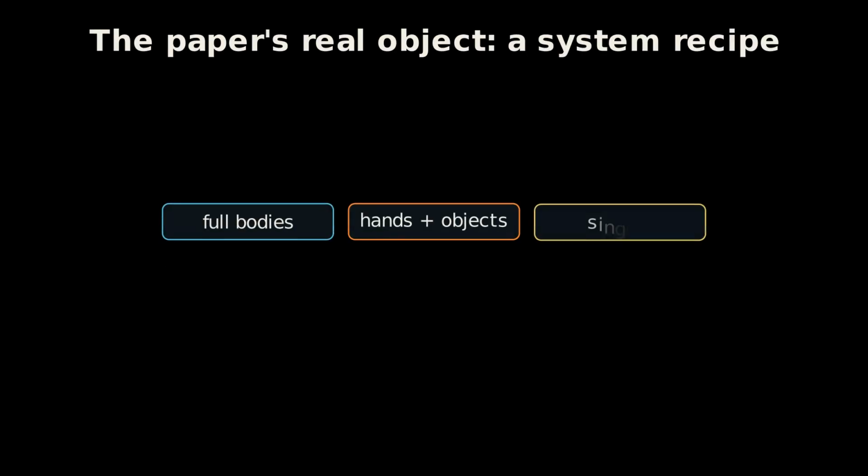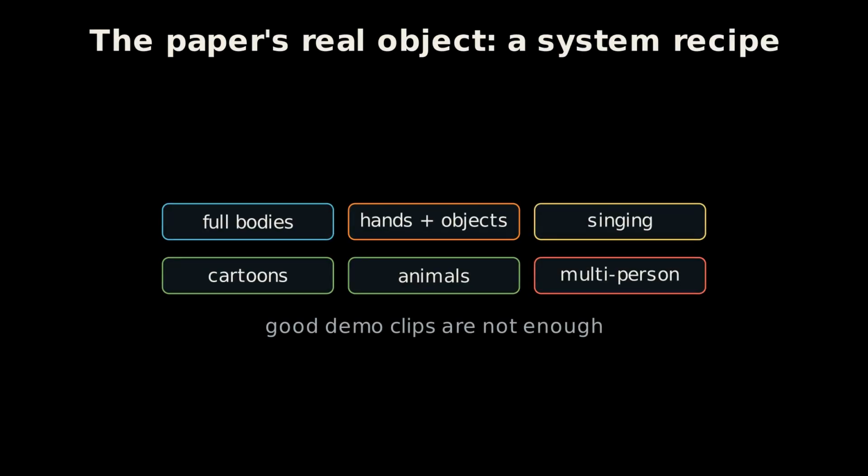Exactly. The paper starts from the deployment gap. Research demos can look good for a few seconds, but a usable avatar system has to survive hard cases. Full bodies, hands, singing, cartoons, animals, multiple people, and imperfect source images. That explains why the board begins with data. If the training clips are noisy, the generator learns the noise.